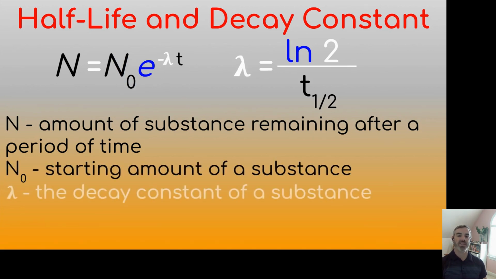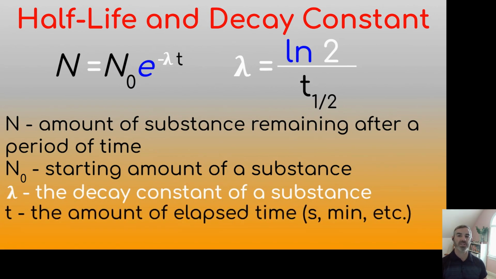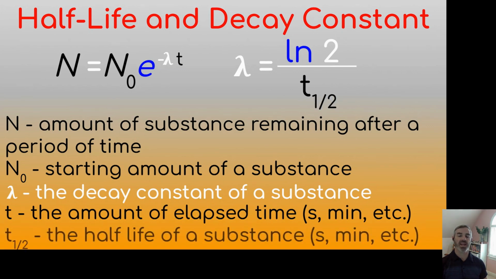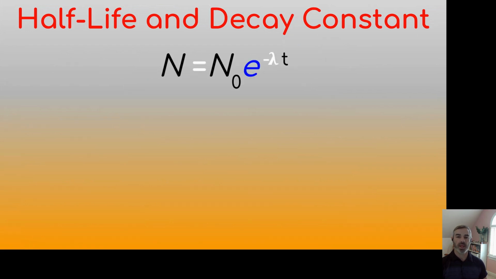The lambda is the decay constant of the substance. T is the amount of time that has elapsed in seconds, minutes, or some other unit. And T1/2 is the half-life of a substance. That would be a given value or a calculated value based on the decay constant, and that's again in seconds, minutes, etc.